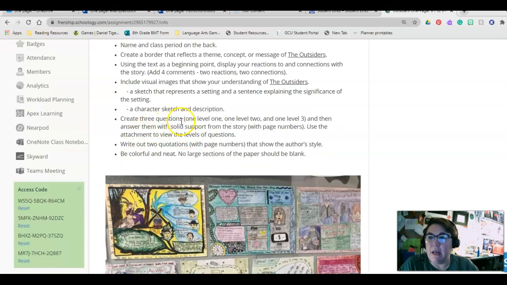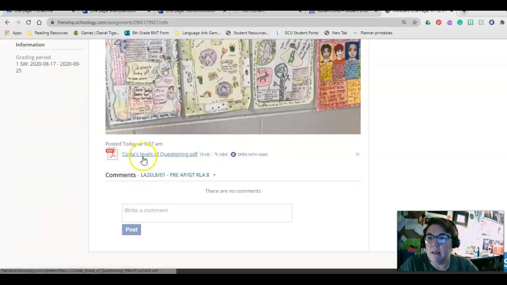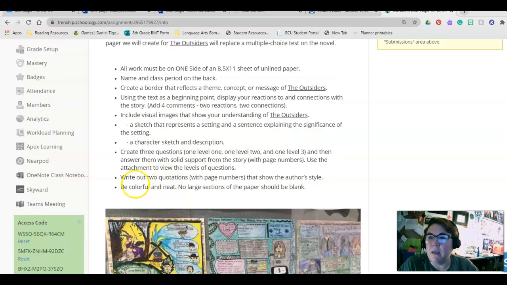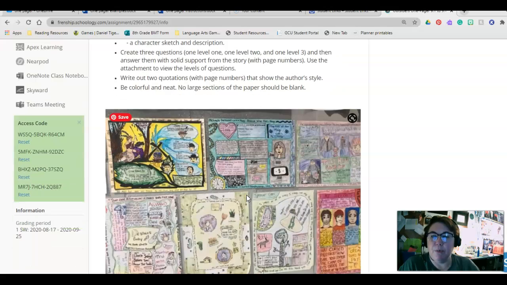You're going to create 3 questions, a level 1, level 2, and level 3 question, and then answer them with solid support from the story with page numbers. Use the attachment, and there's the attachment, to read over to know what a level 1, level 2, and level 3 question are. You're going to write out 2 quotations with page numbers that show the author's style. So what shows S.E. Hinton's style? And finally, I want you to be colorful and neat. No large sections of the paper should be left blank.